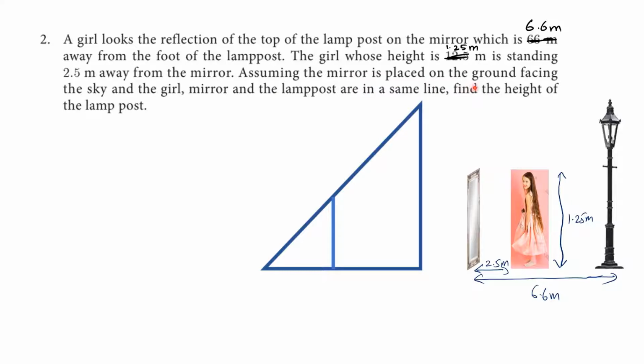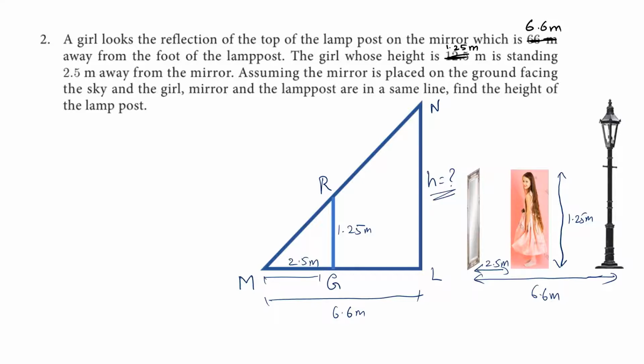Assuming the mirror is placed on the ground facing the sky and the girl, mirror and the lamppost are in the same line, find the height of the lamppost. So here we are asked to find the height of the lamppost. Okay, so let's start to name them M, N and L. We'll call this G and R. So this is 2.5 meters here, this distance is 6.6 meters, and this height is 1.25 meters. You need to find H.